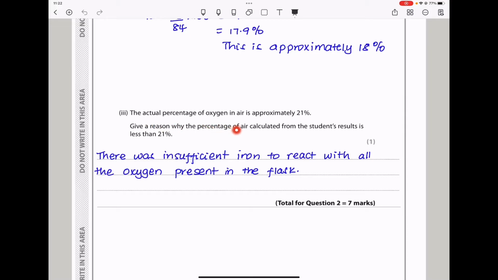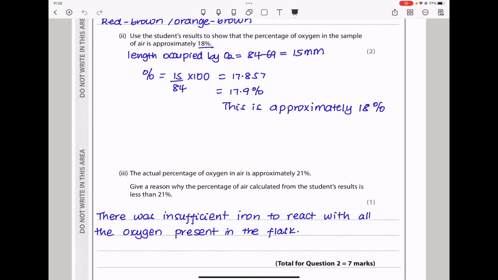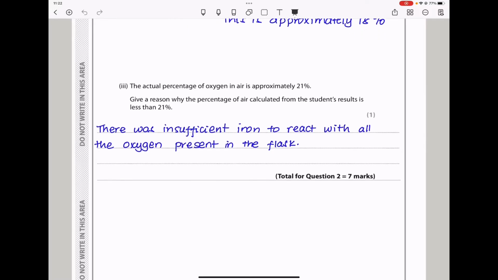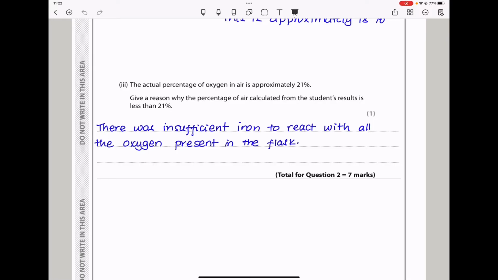Give a reason why the percentage of oxygen calculated from the student's results is less than 21%. We would expect the difference between these two to result in a percentage which is about 21, but if it's less, it means there was insufficient iron, so not all oxygen was used up. So this brings us to the end of question 2. Let's continue to question 3.